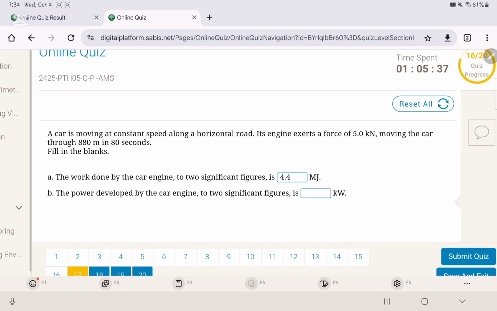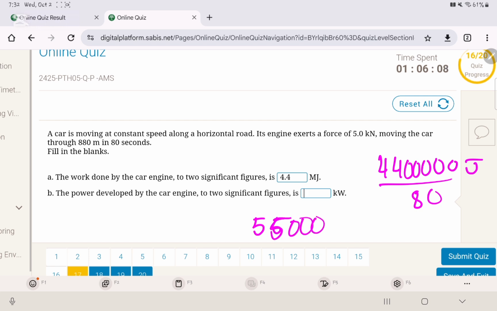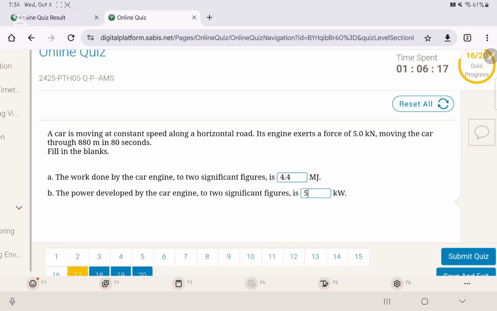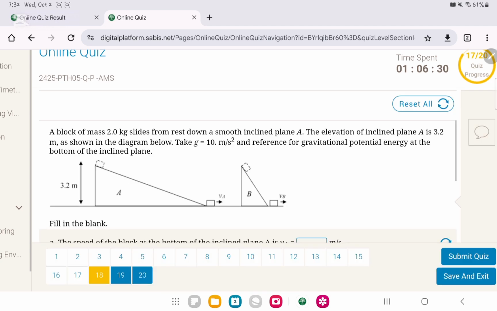Now the power developed by the car engine to two significant figures is, we said power was the work done, which was 4,400,000 joules, over the time, which is 80 seconds. So 4,400 over 80, we are gonna get 55,000 watts. And to change it from watts to kilowatts, we're gonna divide by 1,000, and so we're gonna get 55 kilowatts.